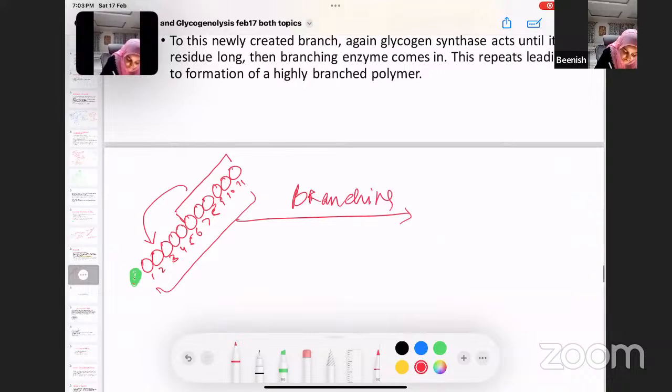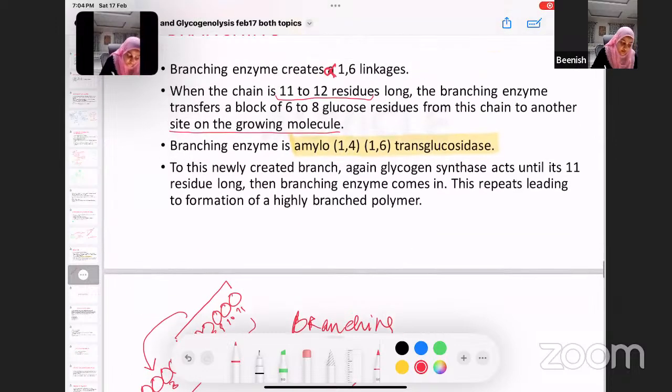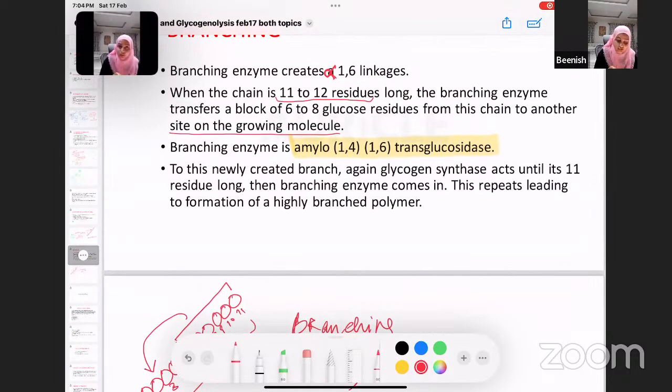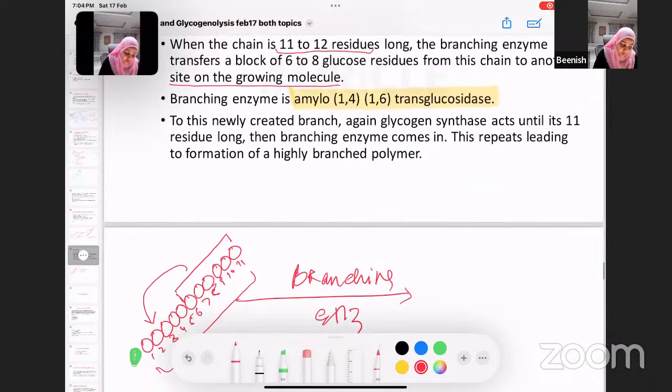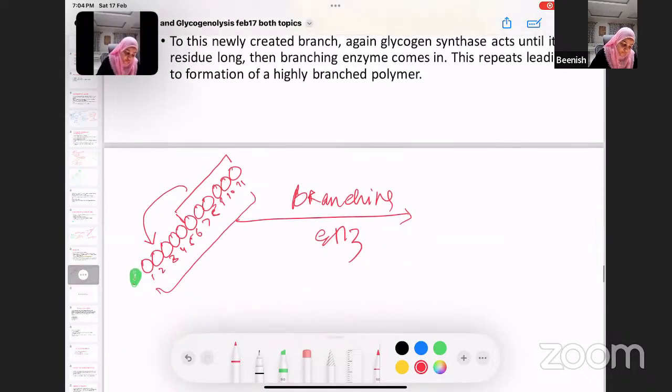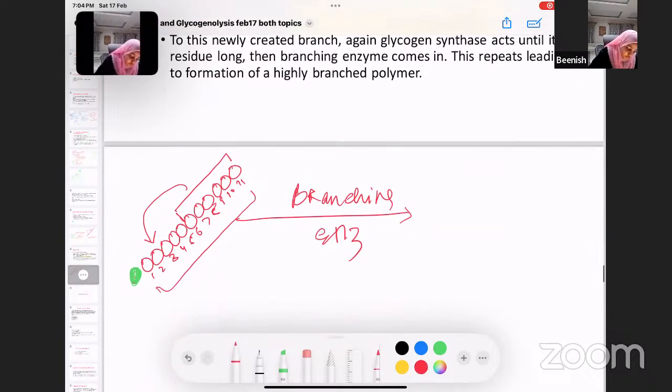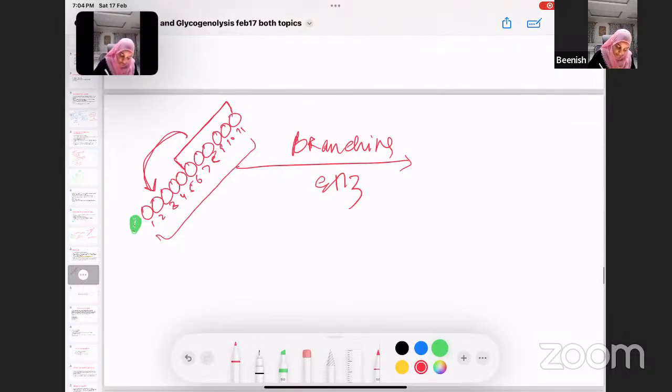I'm just quickly writing branching enzyme. Now comes the branching enzyme. What will the branching enzyme do? It will transfer a block of 6 to 8 residues from the growing chain. This was your growing chain. A block has been transferred here to another point. This creates a branch. So what will happen? It will look something like this, in red color.